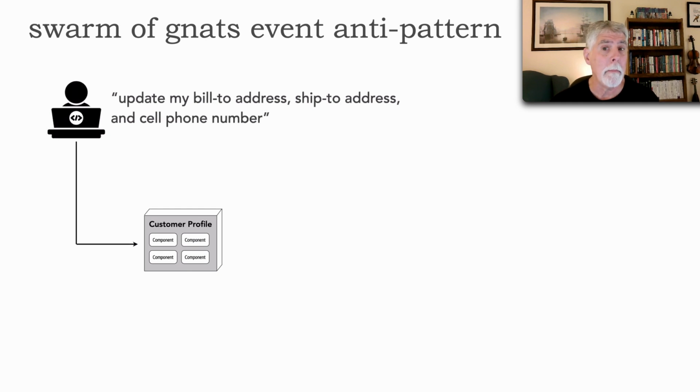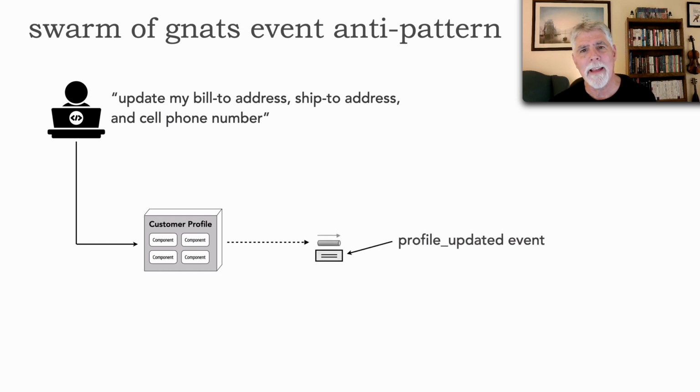Customer wants to update the bill to address, ship to address, and cell phone number. They update those on the website, hit submit. The single request comes into customer profile. It updates all 3 of these pieces of information, does a commit in the database, and then sends out a single derived event, profile updated. And in the payload contains the before and after data for each of those things that were updated. For example, the bill to address, ship to address, and cell number.